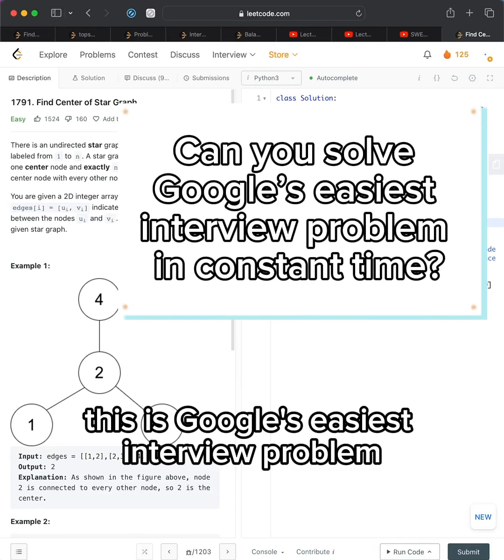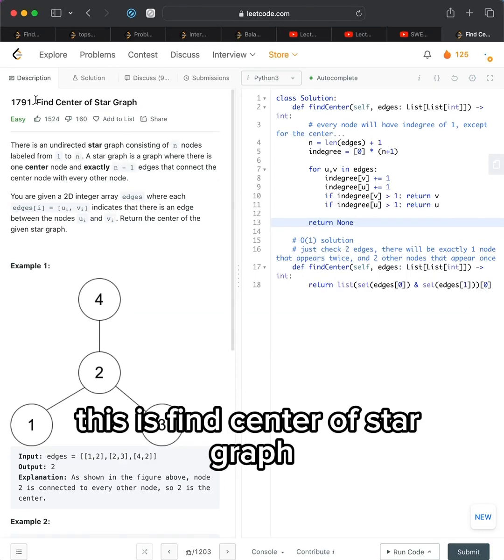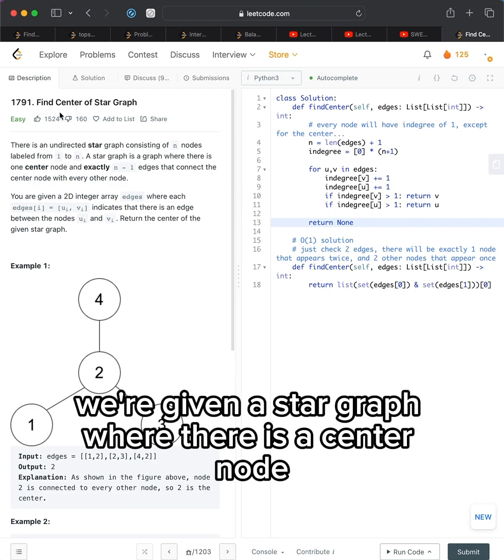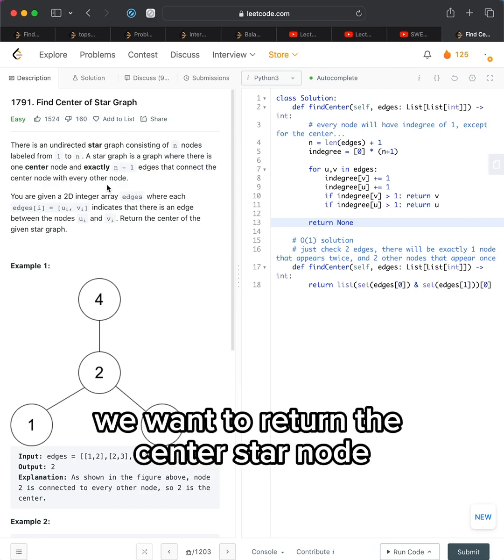This is Google's easiest interview problem. Can you solve it in constant time? This is Find Center of Star Graph. We're given a star graph where there is a center node and every other node attached to it. We want to return the center star node.